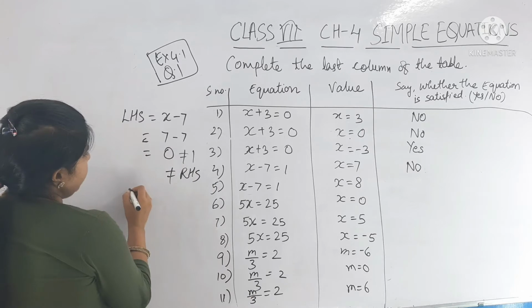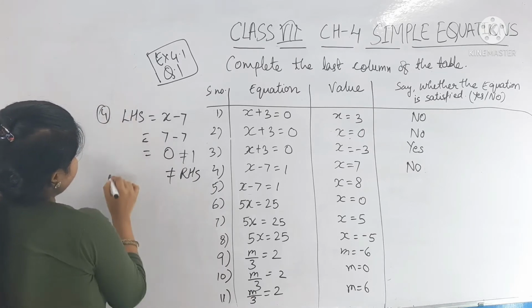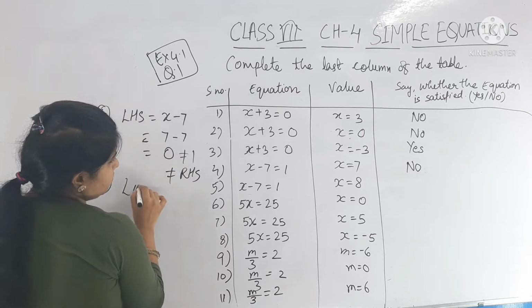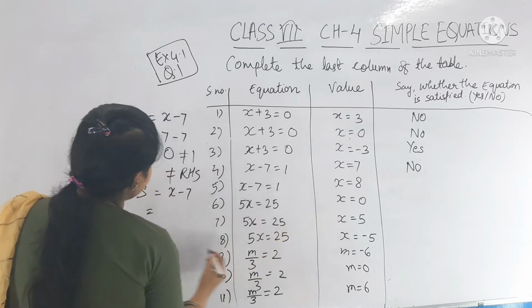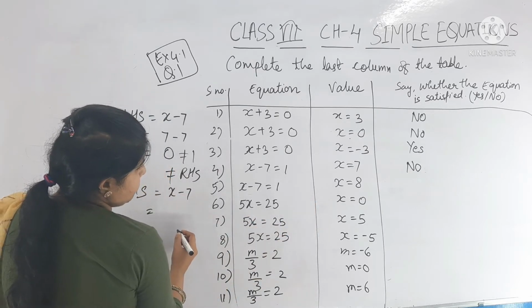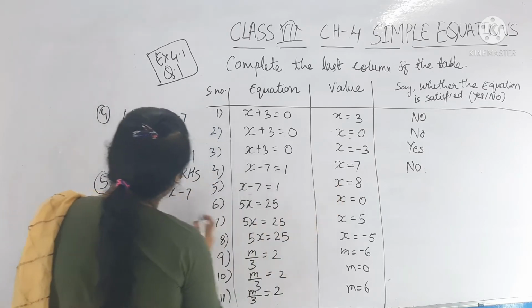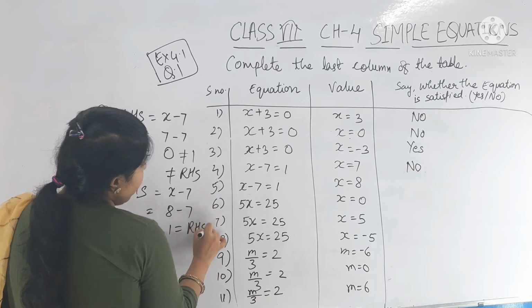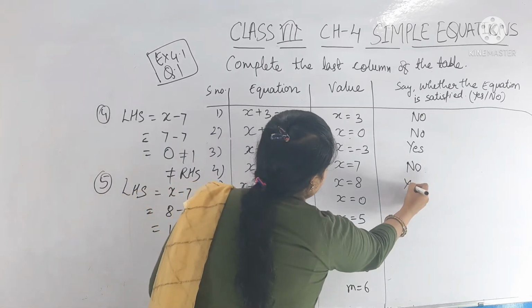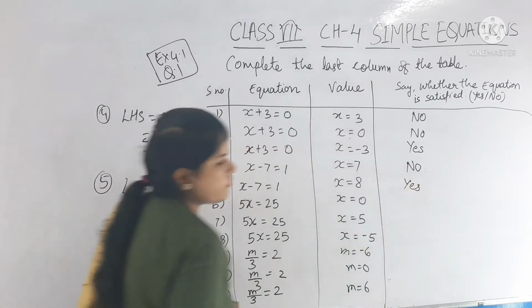Okay, like this we have the fifth equation, x minus 7 for x equal to, sorry, for x equal to 8. 8 minus 7, that is 1, equal to RHS. So here this equation is satisfied.